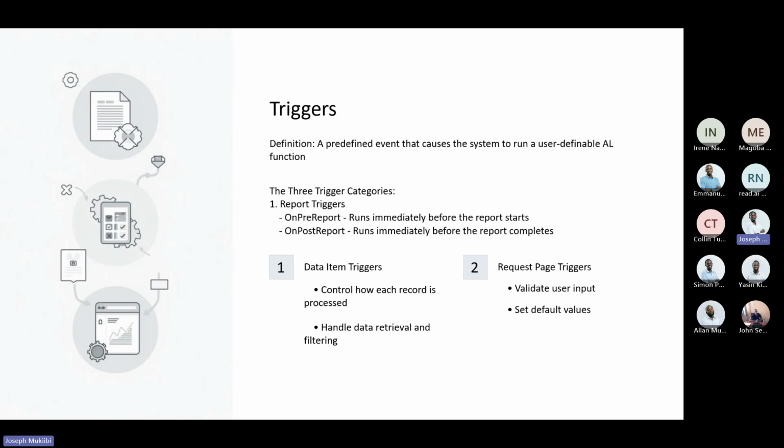Now I can go to the triggers. From the documentation, they define a trigger as a predefined event that causes the system to run a user-defined AL function. So they look at it that you have an event that will happen, maybe in the running of the report. If you want to run a specific logic of code or function, you put it under that trigger. That's why they say user-defined AL function. You put that function under that trigger to run it in that scenario.